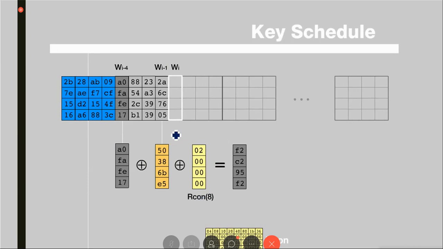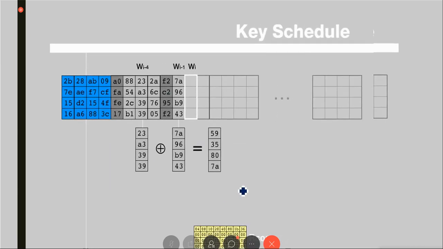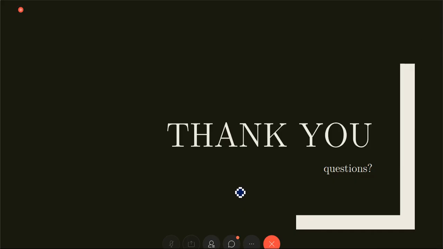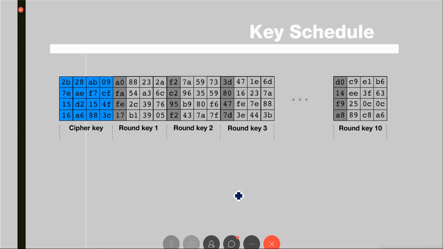Rotate, substitute, Wi-4, XOR constant, XOR, you get your result. That is all about the key schedule in AES. Very simple. You can understand the key schedule within 10 minutes. That is about all you need to understand about the Advanced Encryption Standard.